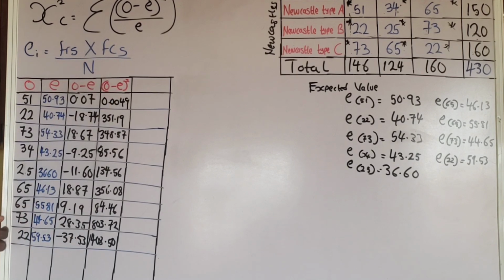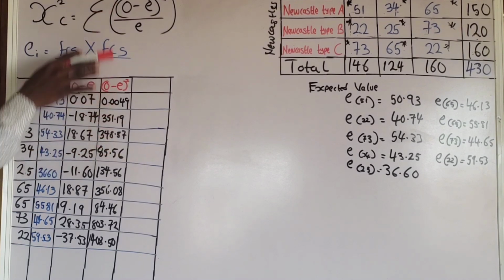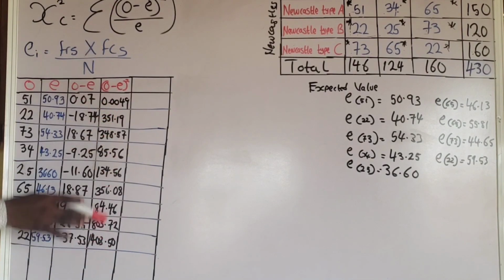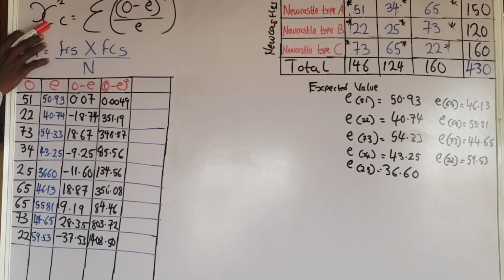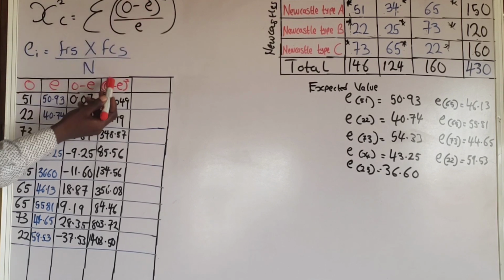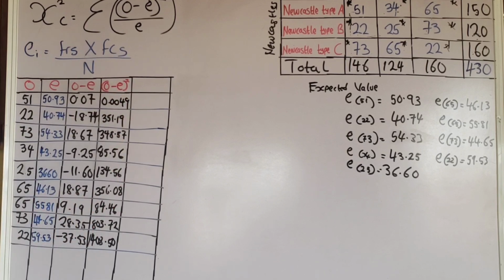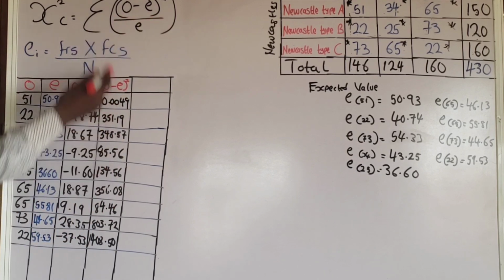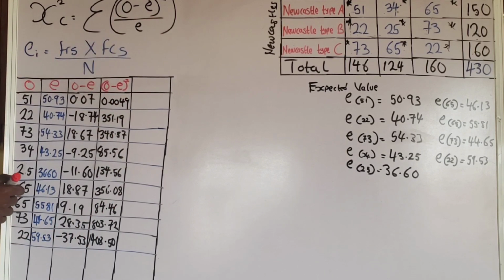Now having gotten the square, we can proceed to calculate from the formula we need. After getting the square, we have to divide all this square by the expected value. Because the formula for chi-squared says the summation of observed minus expected squared. We have already gotten the observed minus expected squared, so we need to divide it by the expected value.